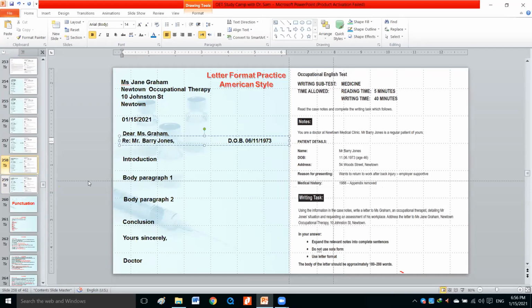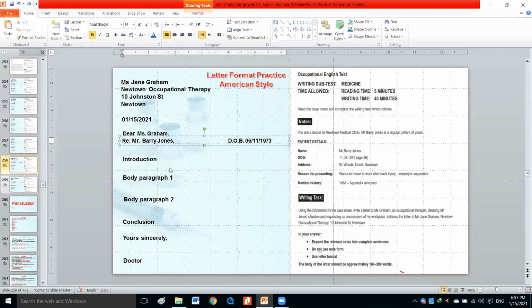Sorry, Dr. Sam. Regarding here, the last things, I'm Dr. Tariq. Sorry for this. Regarding yours sincerely, as I understand before, if this letter is directed to some person other than doctor, you should not write yours sincerely, you should write yours faithfully. Is it correct? No, this is incorrect.